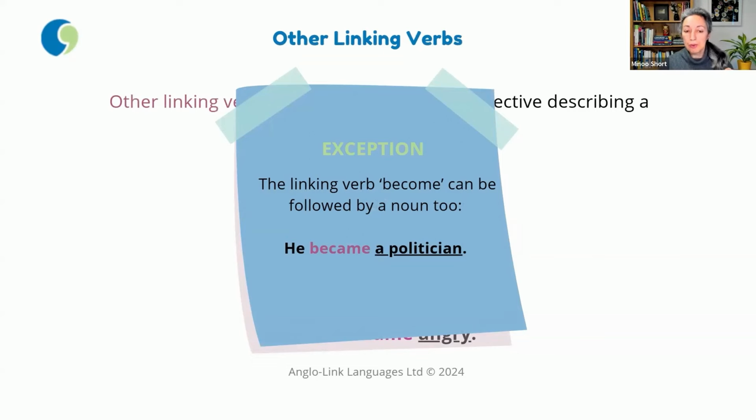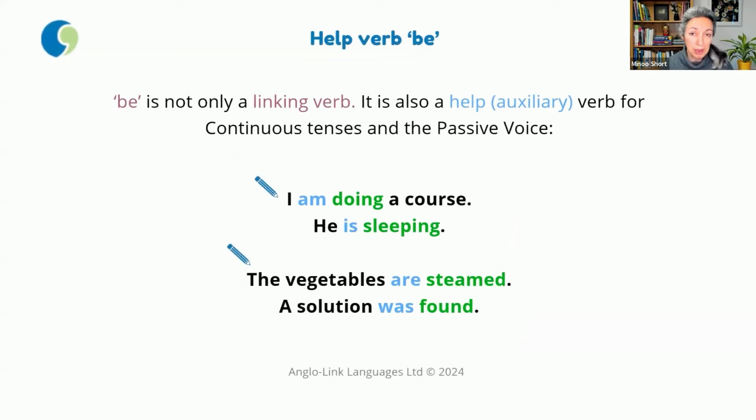So that's all for the verb be as a linking verb, but the verb to be is also a help verb. When we want to create a continuous tense or the passive voice, we also need to use the verb be. We already had examples of the continuous tense. I am doing a course, where you can see the verb be, and he is sleeping. Is, again, is one of the conjugations of be. Also in the passive voice, for example, the vegetables are steamed and a solution was found.